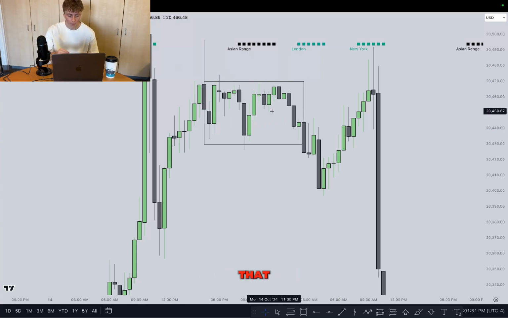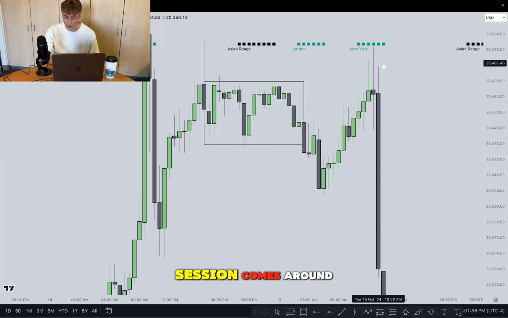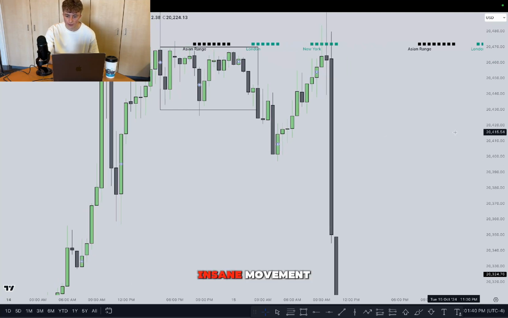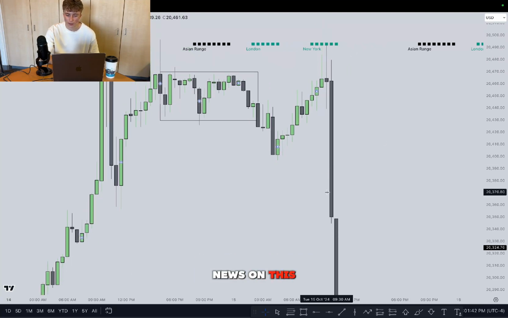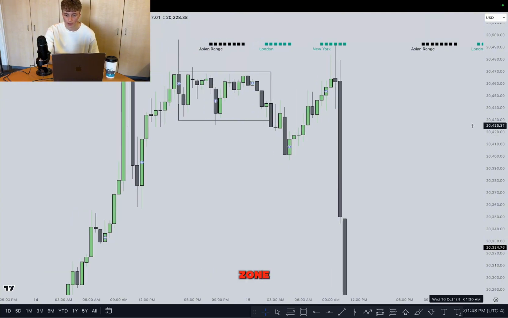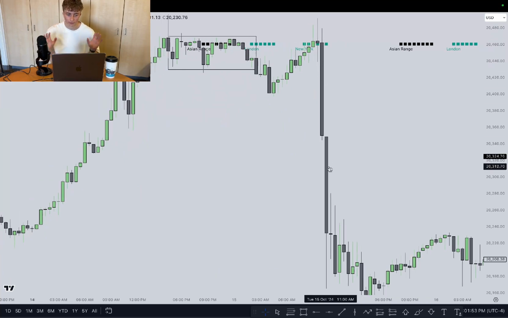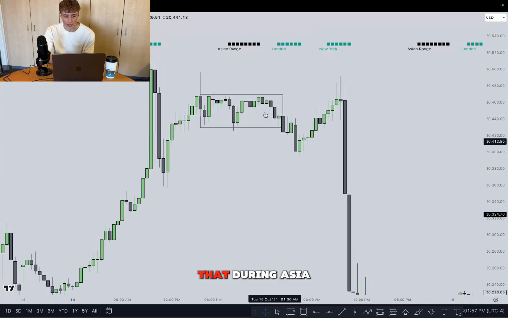Now, why is that? This is because NASDAQ is based off the US dollar. So when New York session comes around and we have that USD news, we get some insane movement. Insane movement. There wasn't even news on this day, actually. This was just a lot of movement during this silver bullet time zone. And we actually tried to avoid this. Once I saw this happening, I took a step back from the charts. But the main idea here is that during Asia range, this pair doesn't move.